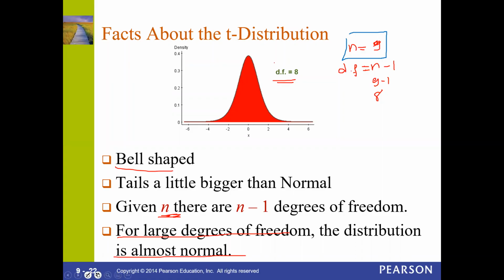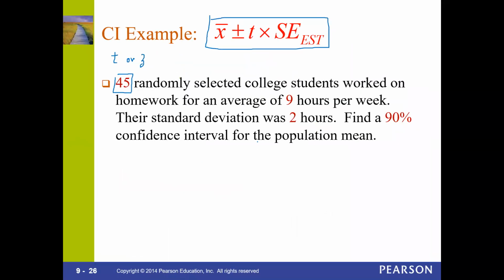So what we're going to do here is find the degree of freedom first. The degree of freedom here is going to be 45 take away 1, which gives you 44. This is the degree of freedom, and the critical value for it is 1.68. Don't worry too much about this value. You can calculate it using the TI-84.